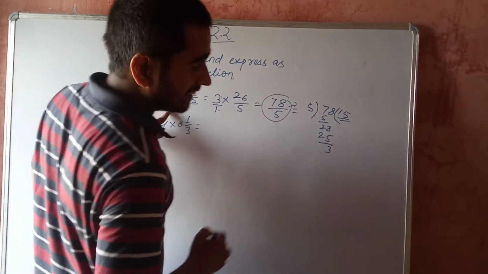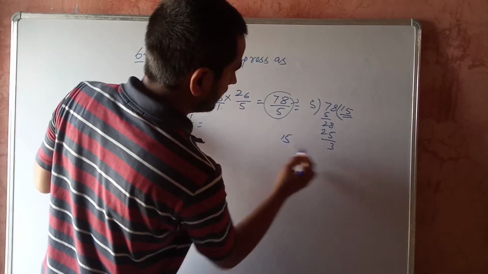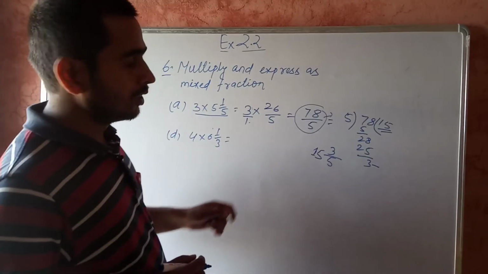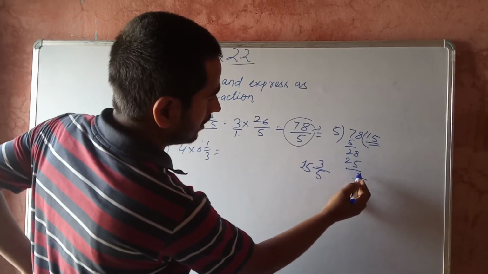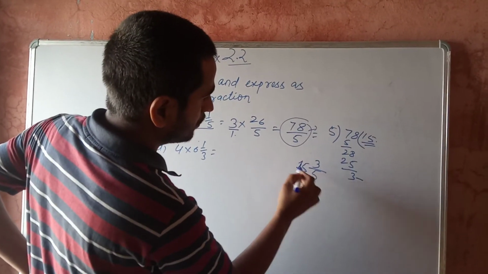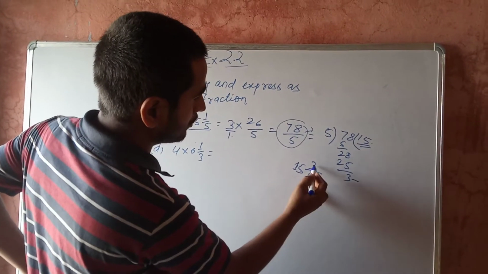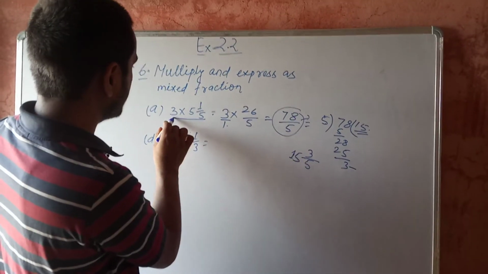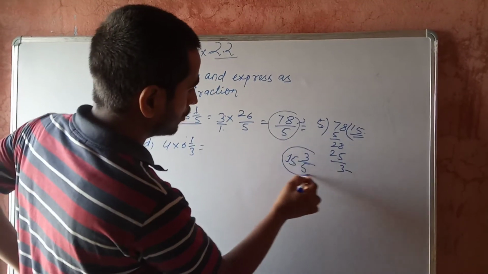This quotient is written as whole part. This remainder is written as numerator. Okay, now on converting, this 15 is written as whole part, this 3 is written as numerator, and this 5 is written as denominator. So its value after multiplying this number we get 15 whole 3 by 5.